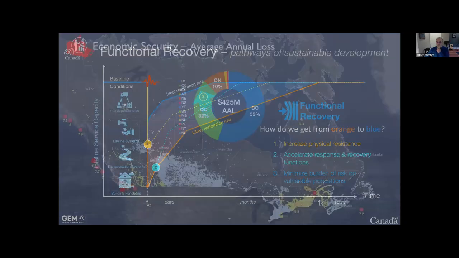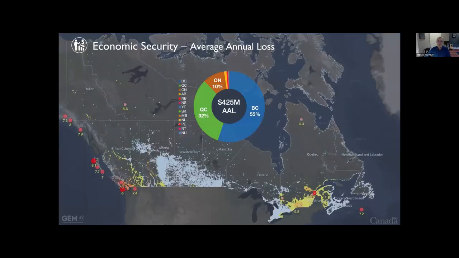For the last few slides, I just wanted to show some of the outputs of our model at a national scale, here looking at average annual losses across the country and how they're distributed at a provincial and territorial scale, with the bulk of these losses in Western Canada and British Columbia and along the St. Lawrence Seaway in Quebec and Ontario.